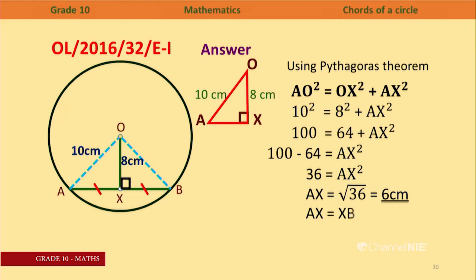So if you know AX, you know XB. Why are AX and XB equal? Then we can make a relationship. AX plus XB makes the AB chord. So AX and XB are equal. Then we can get the AB length by taking twice the XB or AX length. That is 12 centimeters. The AB length is 12 centimeters. That is the length of the chord AB.